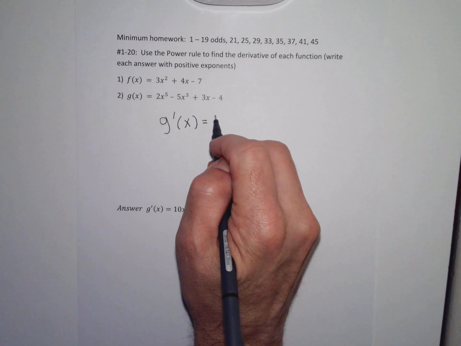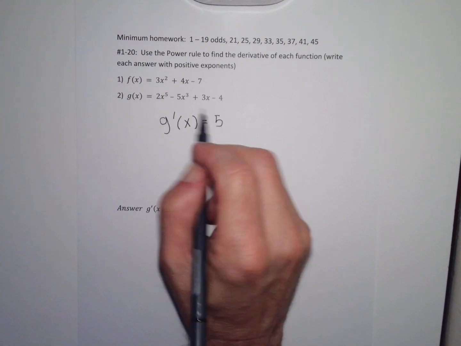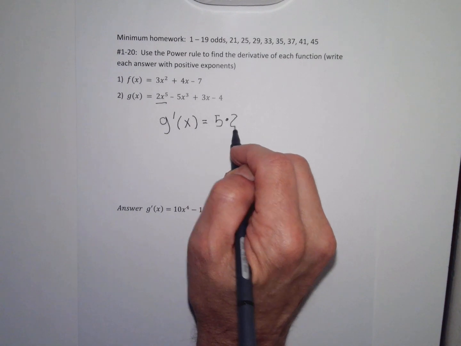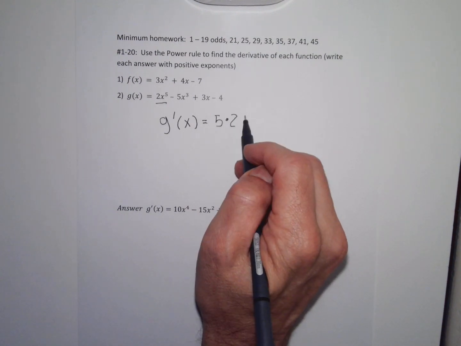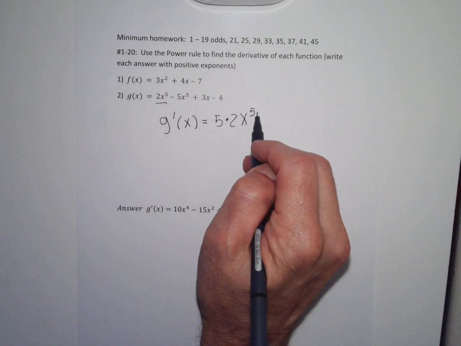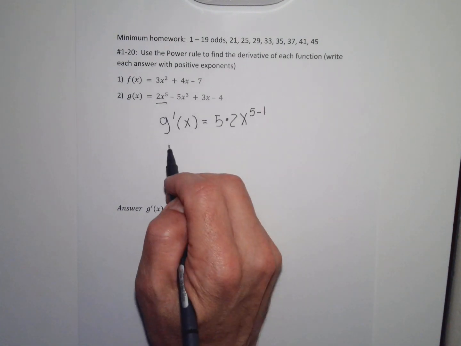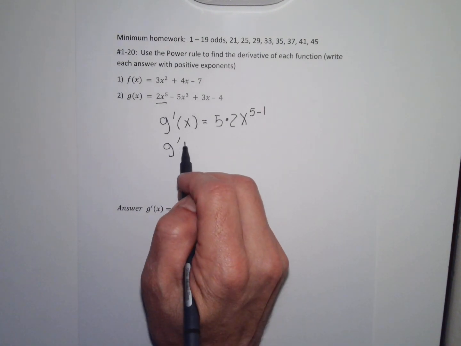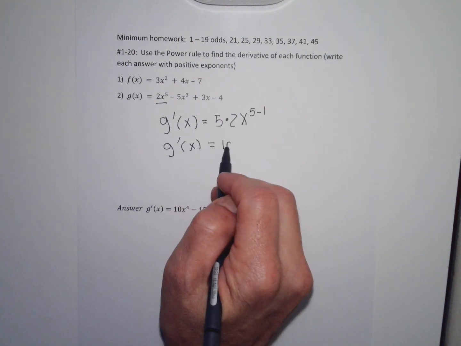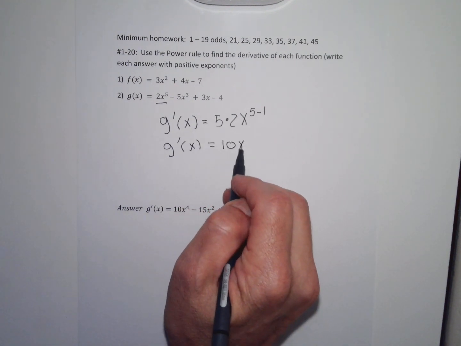But using the power rule properly, for the derivative of the 2x to the fifth term, I'm going to multiply the exponent 5 by the coefficient 2 and get 5 times 2. And I'm going to lower the exponent by 1. Ultimately, for this first term, I should have done this in my head and written the first part of my answer as 10x to the fourth.